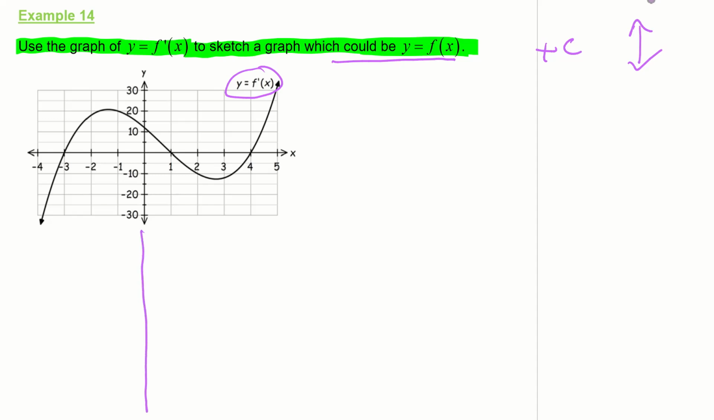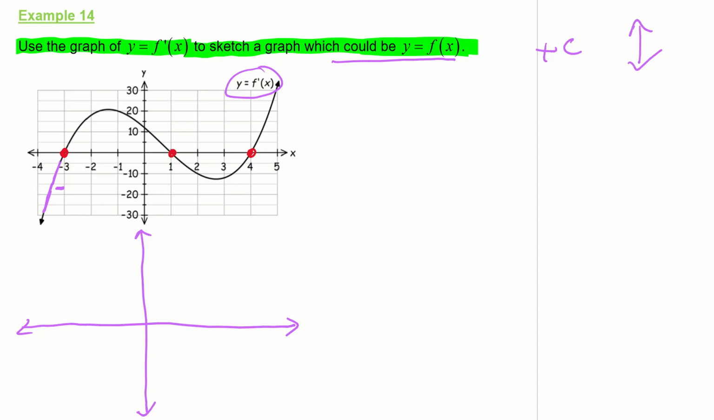So let's just draw some axes and see what we can do. Okay, so we know when the gradient function is 0, we'll have a turning point. So let's look what happens on this one. Well, the gradient function is below here. In other words, our function will have a negative gradient.